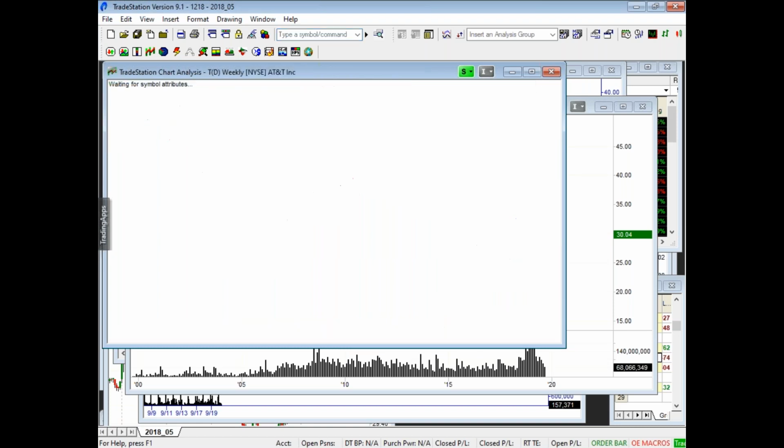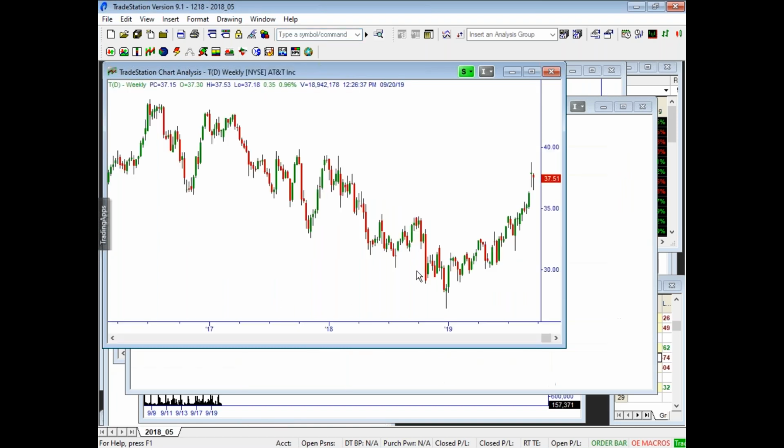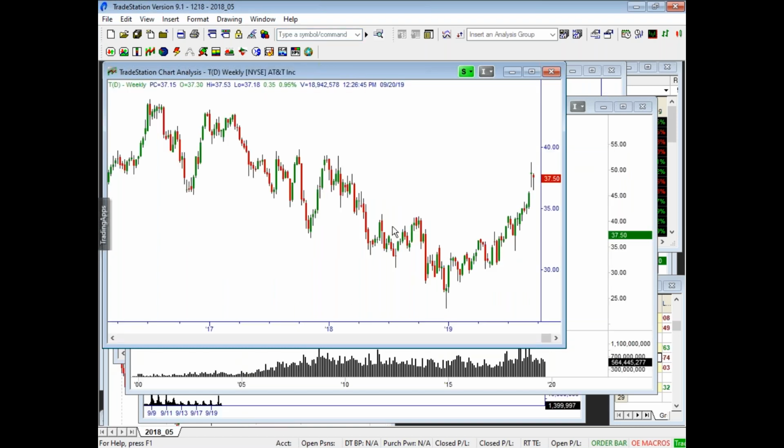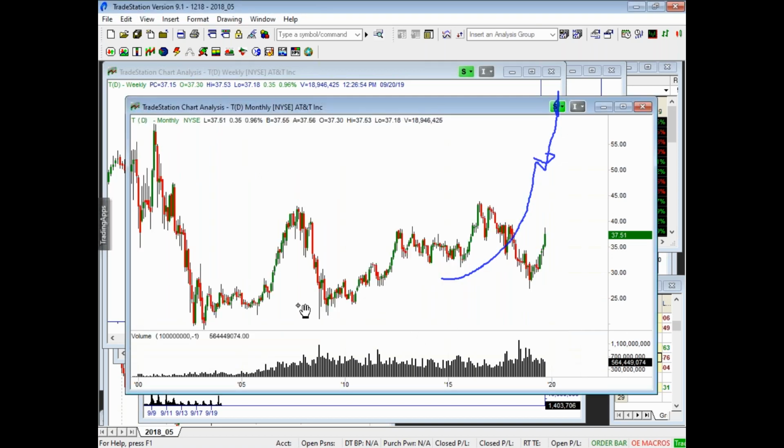T, AT&T. Well, that's gaining momentum. So remember how I mentioned earlier, you can get these slower starts, then gain momentum. So this can actually still go up looking at just the weekly chart. Let's look at the other stuff.